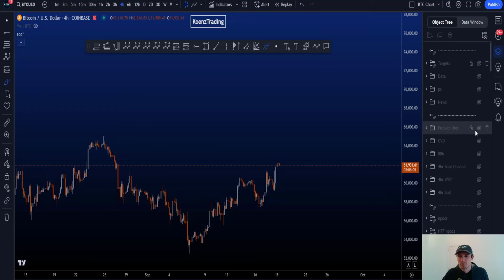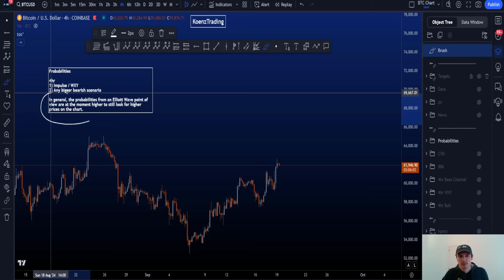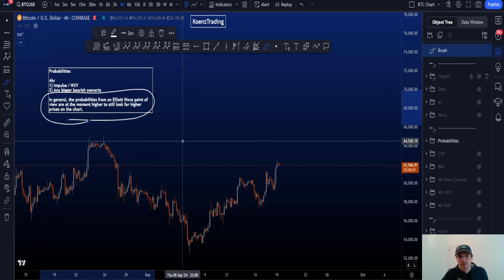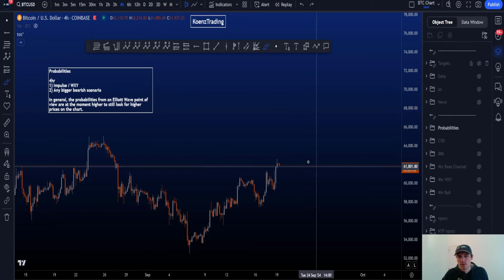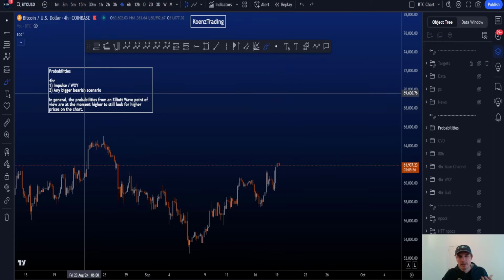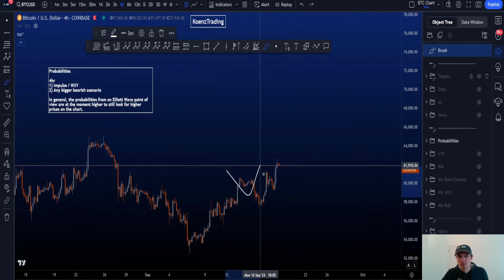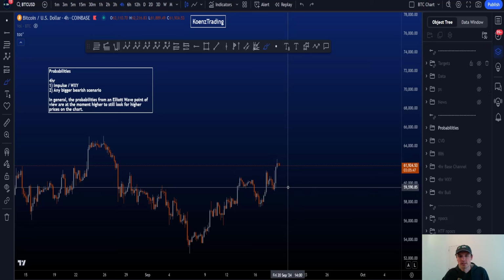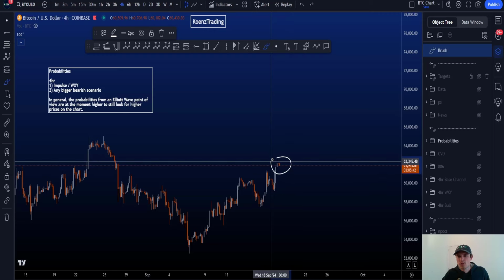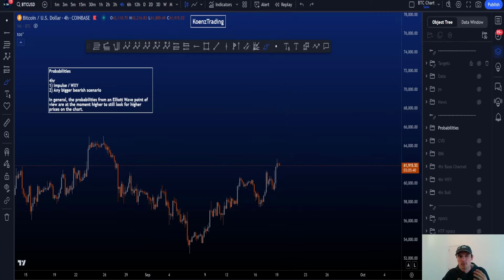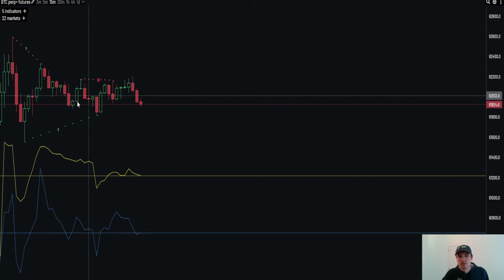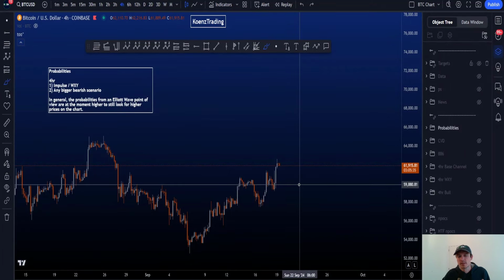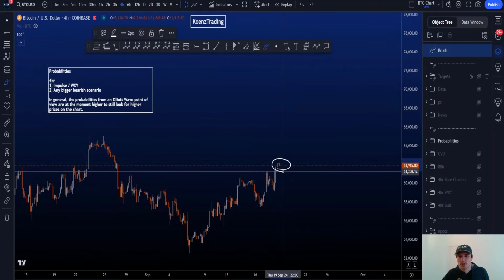And if we then look at the probabilities of the different scenarios, in general the probabilities from an Elliott wave point of view are higher to still look for higher prices on the chart, either as an impulse or the WX and then a wave Y. In both cases, the directional bias from an Elliott wave point of view would be to look for higher prices, but the probabilities for the individual scenario very much depend on the local range that we have over here, and we have a very, very limited amount of information in this range. So therefore, it's best to keep an eye on the local market structure.